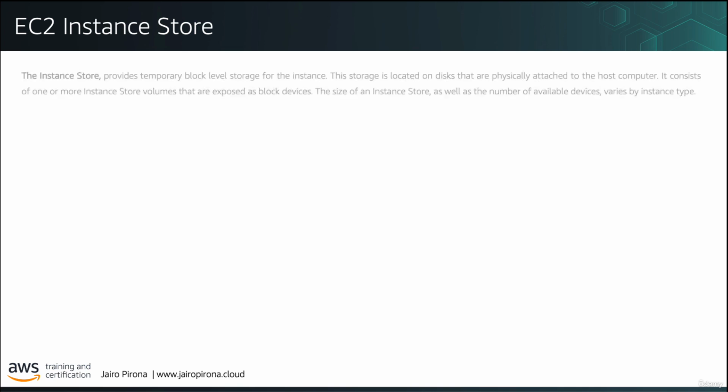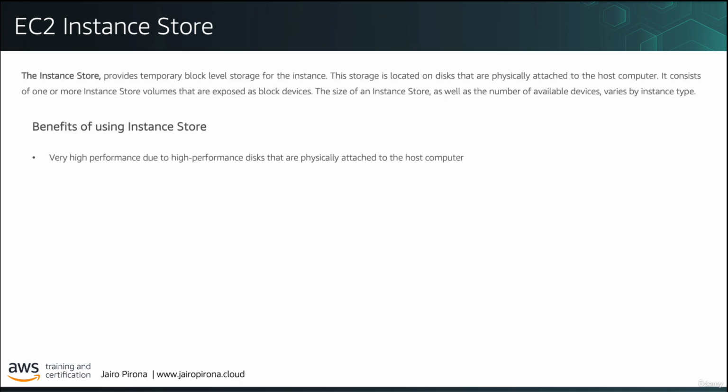So, why would you want to use an Instance Store? Well, they actually offer extremely high performance. So, for some use cases, they are very useful. Now, Instance Store volumes are high-performance local disks that are physically attached to the host computer running your EC2 instance, as I mentioned. Instance stores can be useful for temporary storage of frequently changing information.